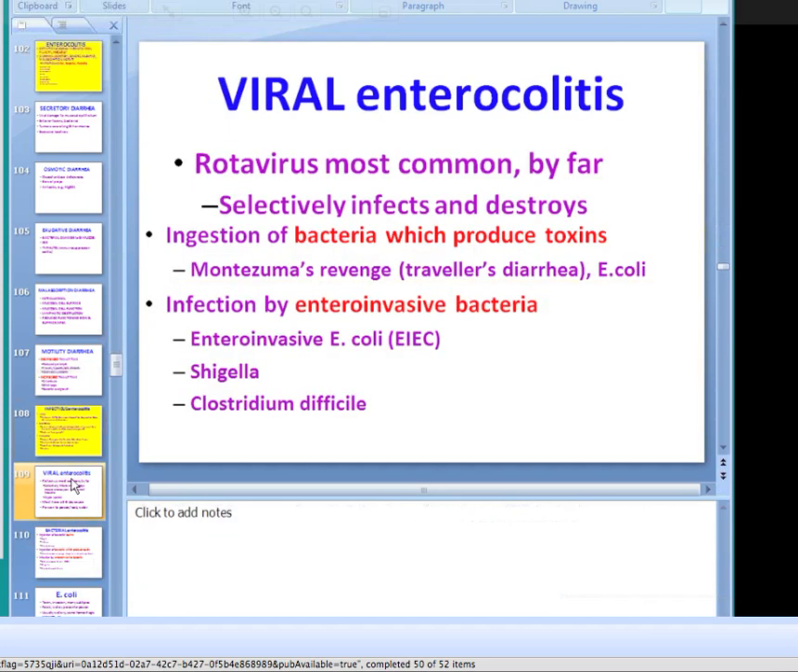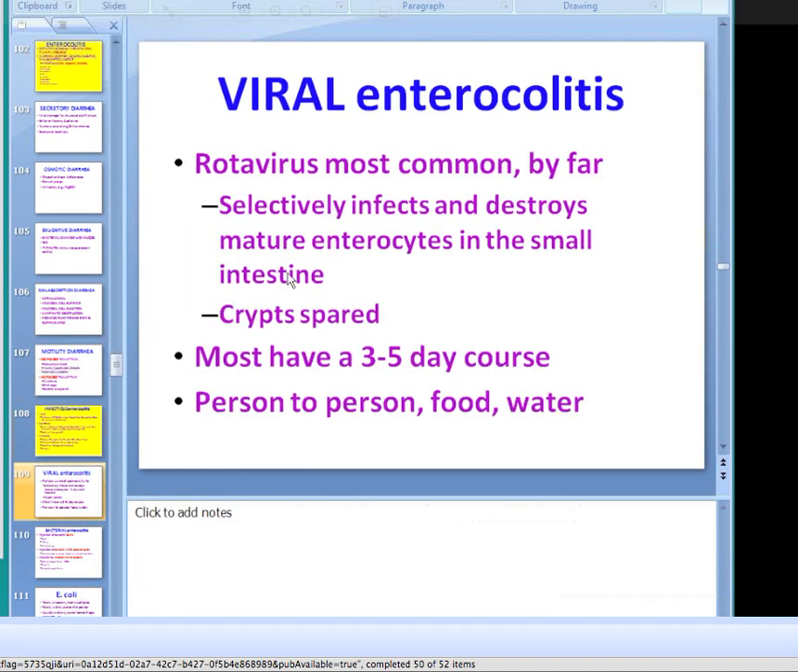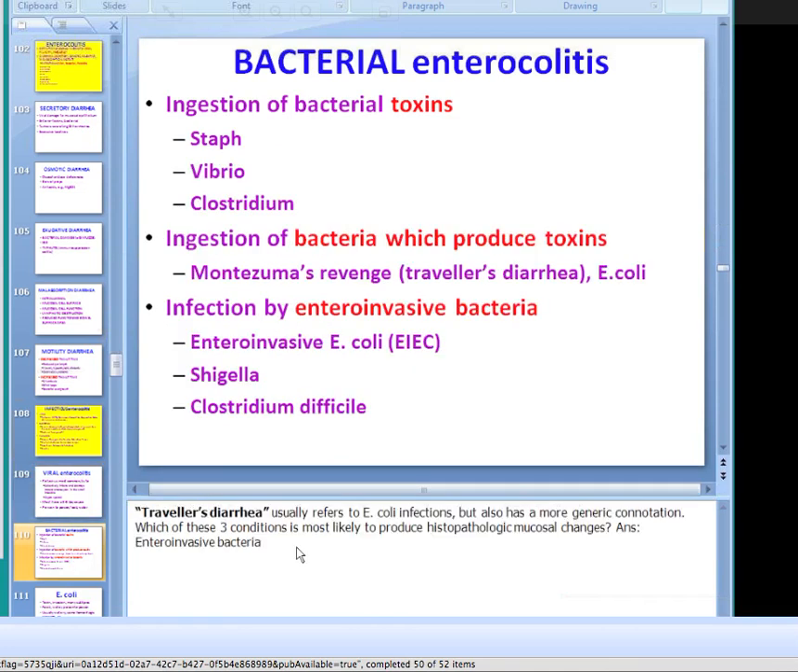So what are the common viral ones? We've already said rotavirus, that's your typical one. It doesn't usually do much direct tissue damage. The crypts are usually spared. There's some damage to the superficial epithelium. And I don't have to tell you this, because when you had stomach flu, it only lasted 3 or 4 days. And of course, it's from person to person, food or water, the typical way you get stomach flu.